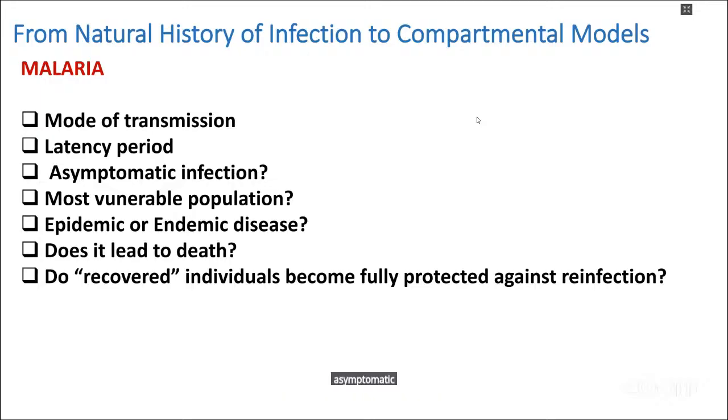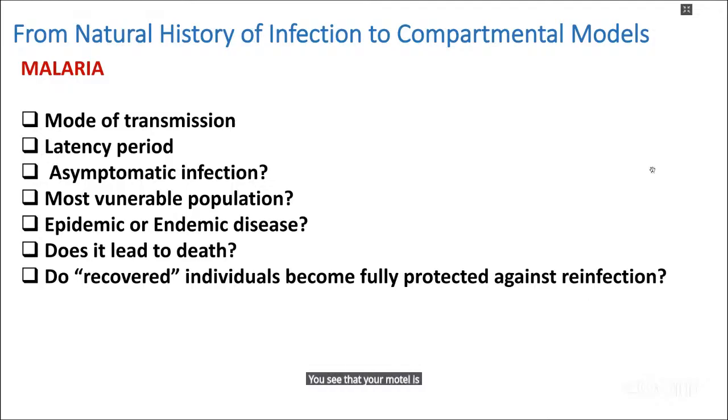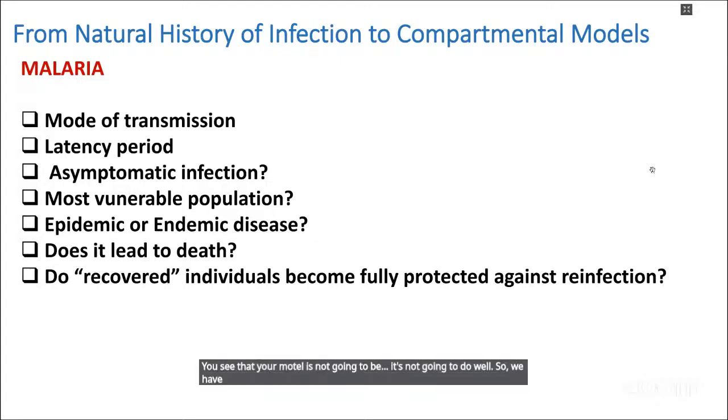So if you want to model malaria and you want to capture reality, you should include the asymptomatic population. Because just like you said, if about 80% of infections are asymptomatic, and you neglect them, you do not incorporate them, your model is not going to do well. So we have asymptomatic infection.